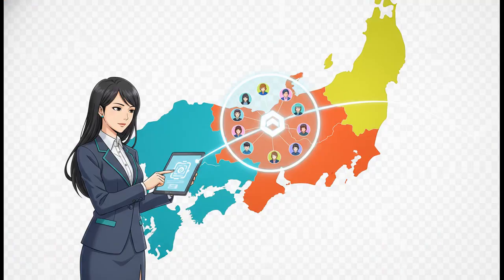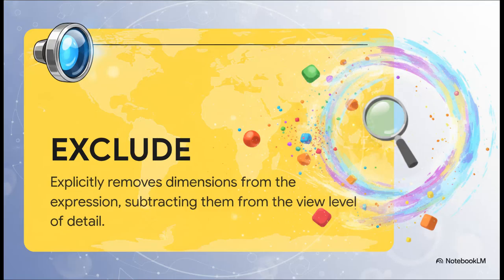So for instance, let's say your view is showing sales by region. An expression like this lets you first calculate the sum of sales for each individual customer, kind of behind the scenes. Then you could do something cool like show the average sale per customer within each of those regions on your chart. And our third keyword is exclude, which is our zoom out lens.